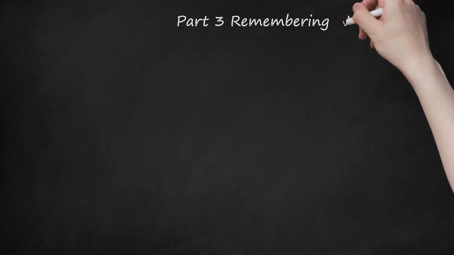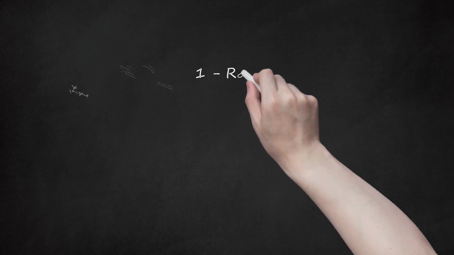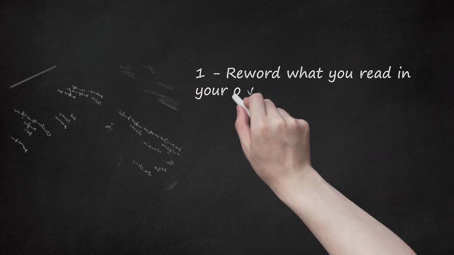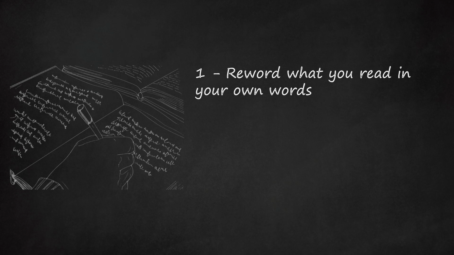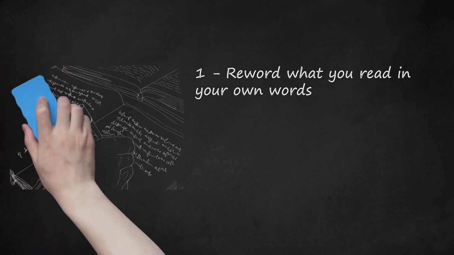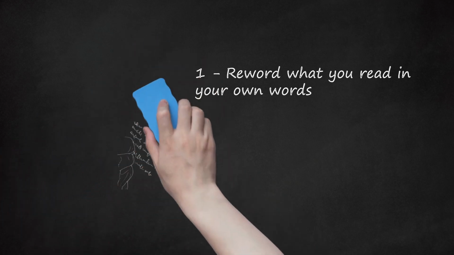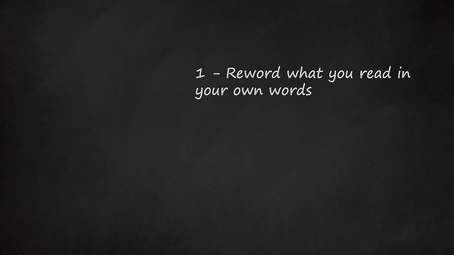Part 3. Remembering what you read. 1. Reword what you read in your own words. After you finish reading a section, write down what you read in your own words. This will help you assess which information you remember and which information you cannot remember. Go back and read the information that you could not remember or had trouble putting in your own words.